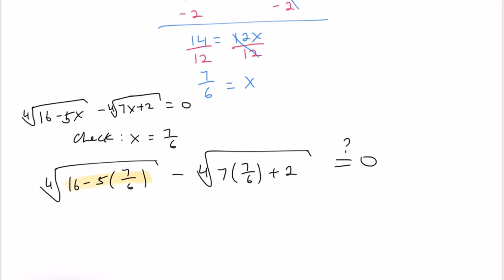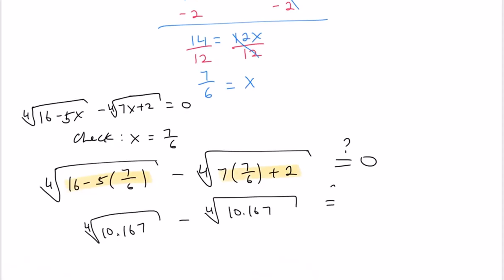Calculate the inside for the first fourth root here. And we have the fourth root of 10.167 minus. Calculate the same thing inside of the second fourth root. And we get the same thing. 10.167 is equal to 0. But the fourth root of 10.167 minus the fourth root of 10.167 is 0. So 0 is equal to 0. So 7 over 6 is our answer.